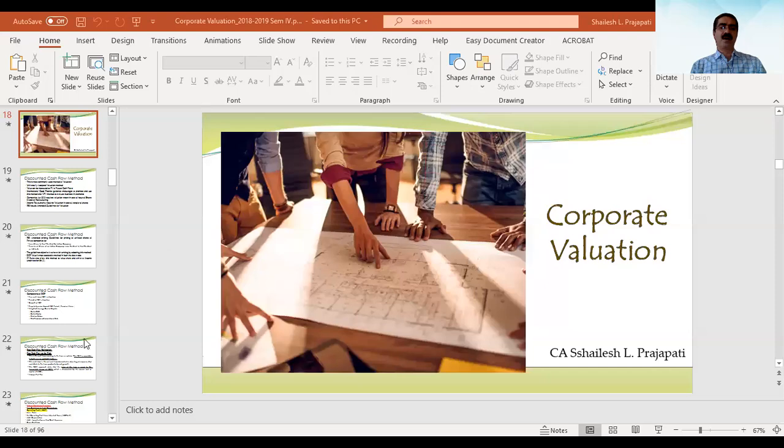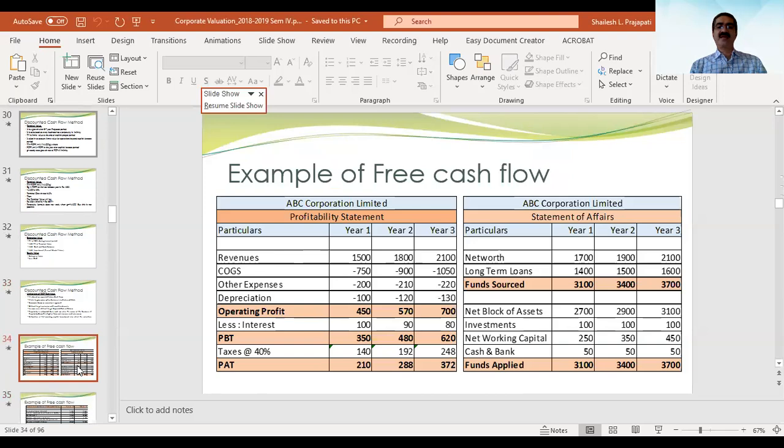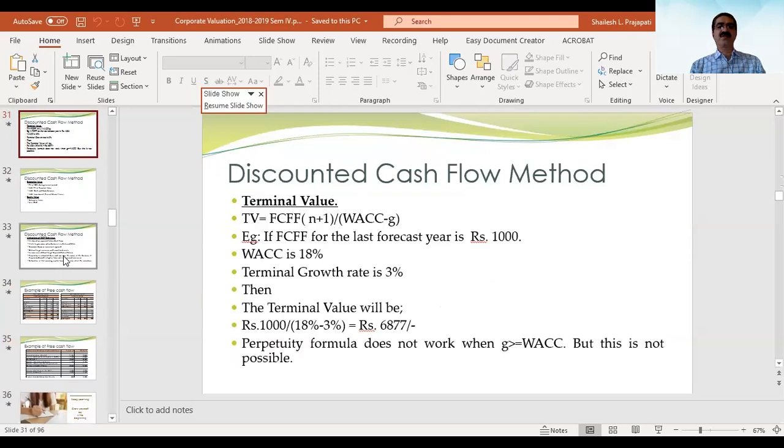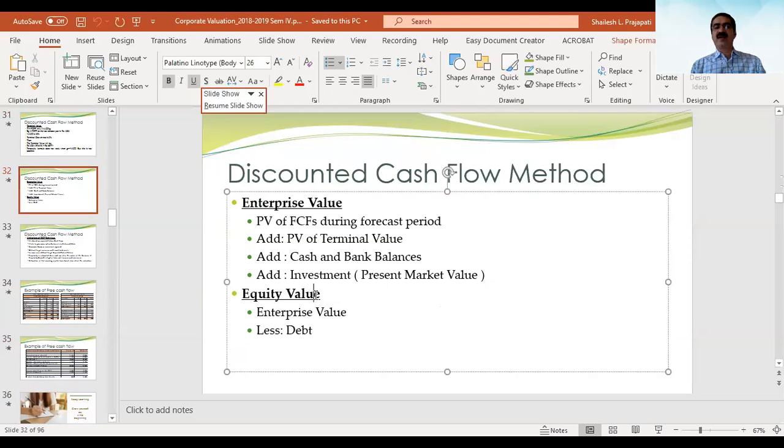We will take up maybe a 3-stage, or we will take the FCFE. FCFE is nothing but we just reduce the amount of loan and the cost of preference shares from this. So we'll get the cost of equity shareholders. I'll just give you the formula over here. Enterprise value, then if you want to derive the equity value, the equity value is equal to enterprise value minus debt. So that will give you the equity value.